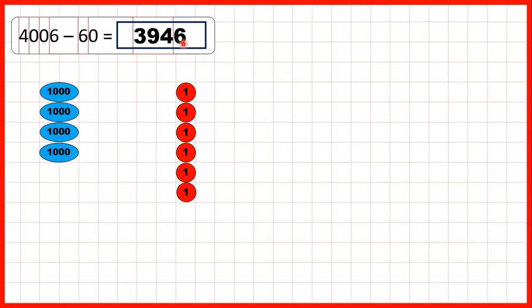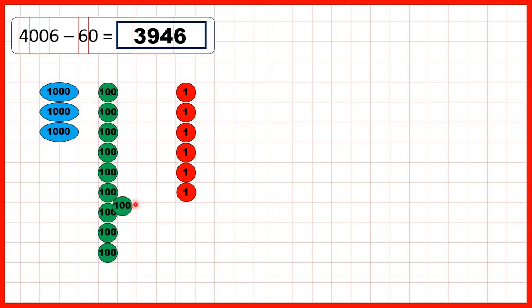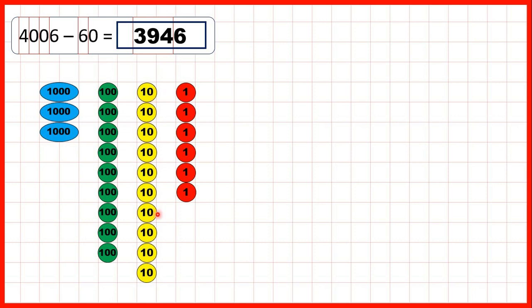Or using place value counters, we can start with 4 thousands and 6 ones, but to take away tens, we need to exchange one of these thousands for 10 hundreds, so that we can take one of those hundreds and exchange it for 10 tens. So now we can take 6 of those tens away, and that leaves us with 3,000 counters, 900 counters, and now 4 ten counters.